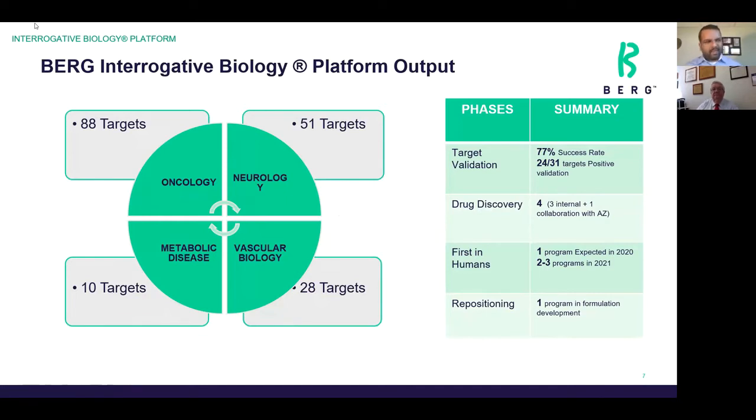So from that measure, we have about a 77% success rate, which means out of the 31 targets that we prioritized, 24 targets had a positive validation. And out of those, we have moved 4 of them into drug discovery now. One such program is expected to enter first in humans in 2020. And then we also have a repositioning program.